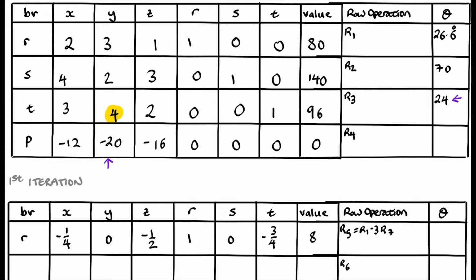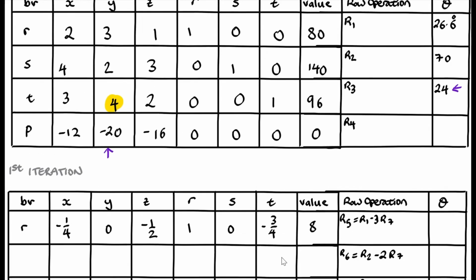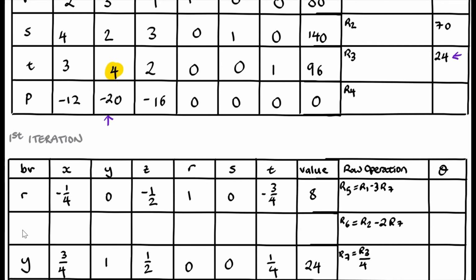Okay, now in terms of row 6, in relation to row 2, row 6 can be worked out by row 2 minus 2 times by row 7. So working that out, row 2 over here minus 2 lots of row 7 here. Working that out, we have S over here. And working this out, we have 5 over 2, 0, 2, 0, 1, minus 1/2, and 92.